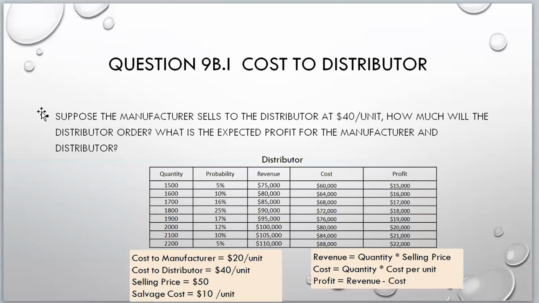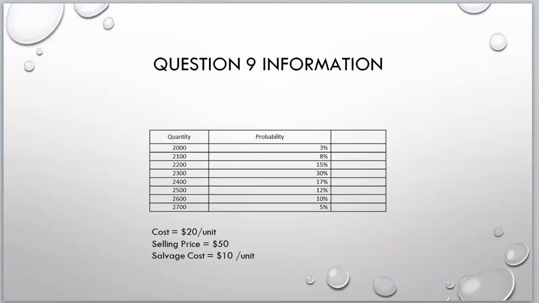So let's do question 9B1, cost to the distributor. So in this example, the manufacturer sells to the distributor at $40 a unit. How much will the distributor order? So this is really simple. First thing that we've got to do is find, looks like, okay, hold on a minute.